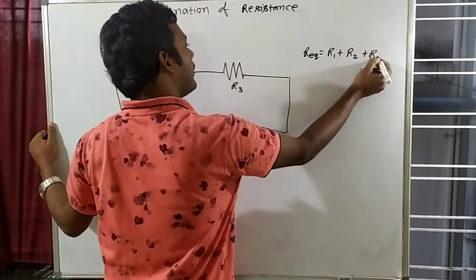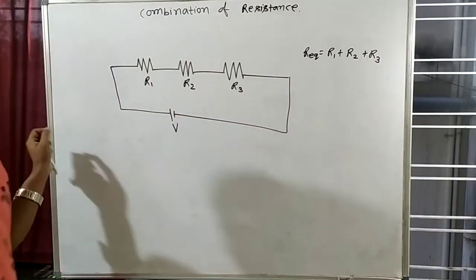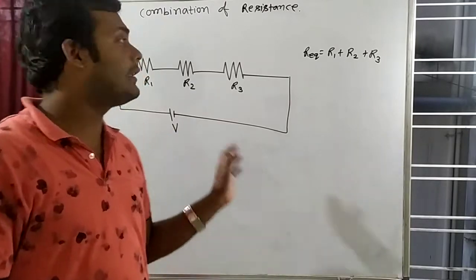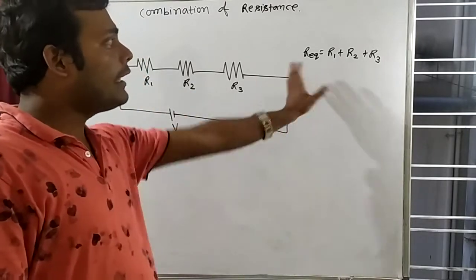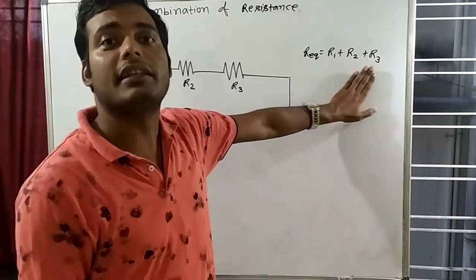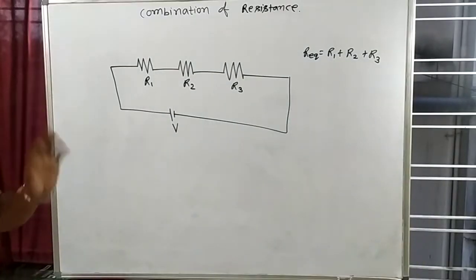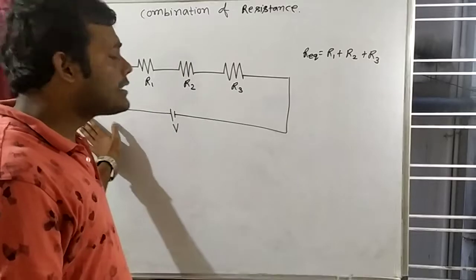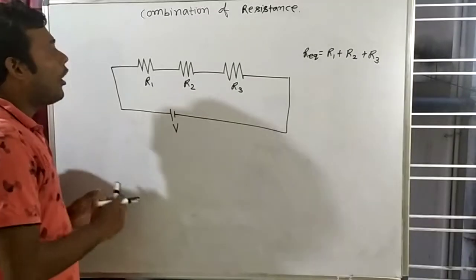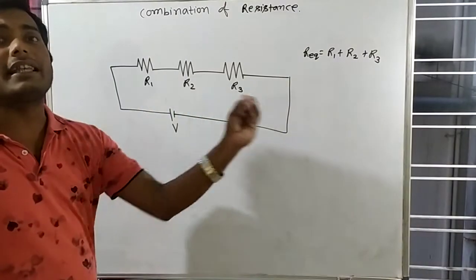What we have to derive? R equivalent will be equal to R1 plus R2 plus R3. That means when three resistors are connected in a series circuit, their equivalent resistance is defined as the first resistance plus the second resistance plus the third resistance. The first question that comes to mind is how we will identify that this is a series combination.